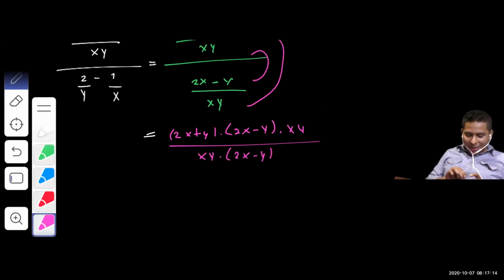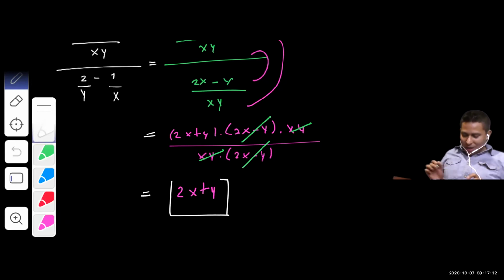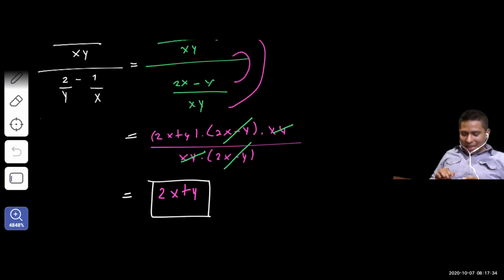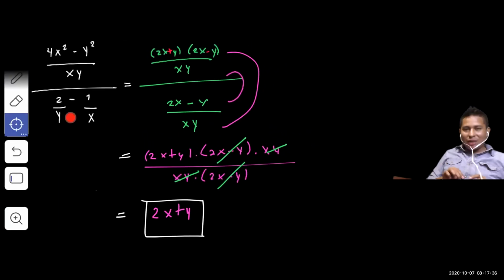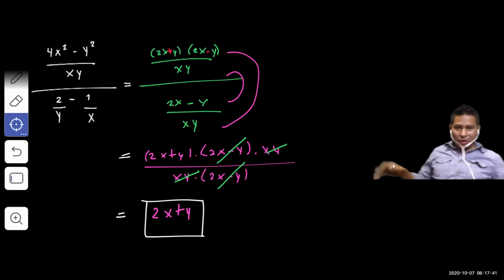I really love when we get to cancel something. In this case, I can cancel 2x minus y. This is equal to 1. Next, xy and xy. What I'm going to get is 2x plus y over 1 over 1. We don't actually need that. Take a look at this huge complex fraction. At the beginning it was a little bit tough. Now, guys, it's just 2x plus y. Pretty simple.